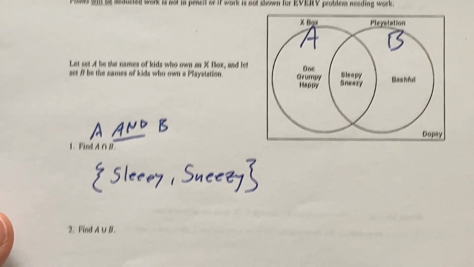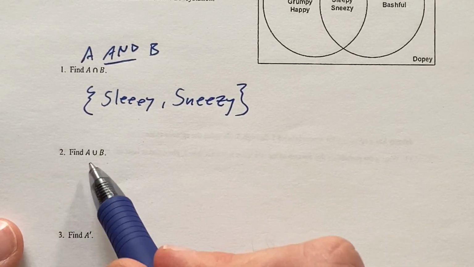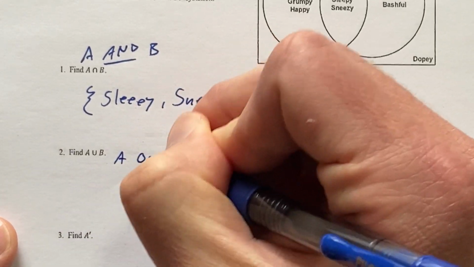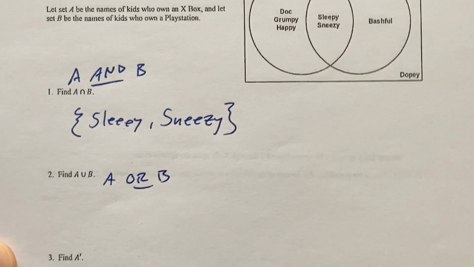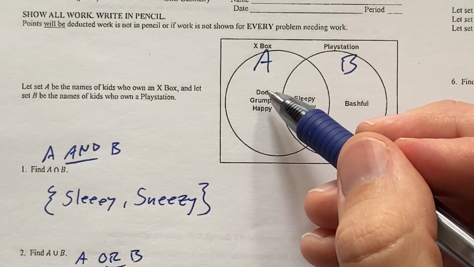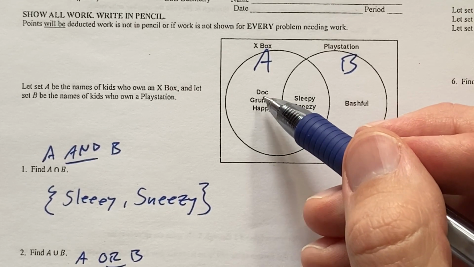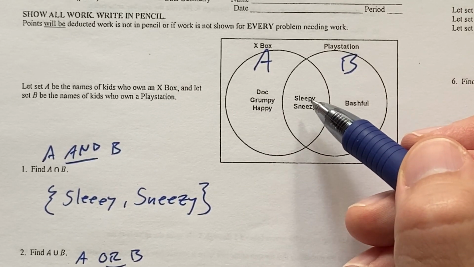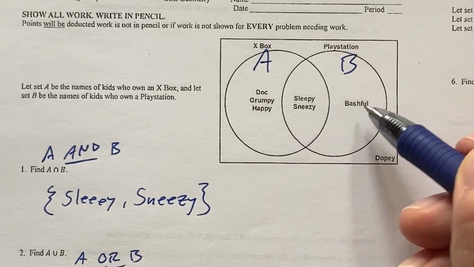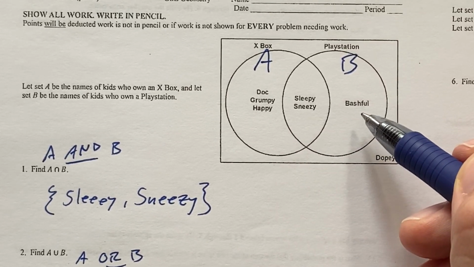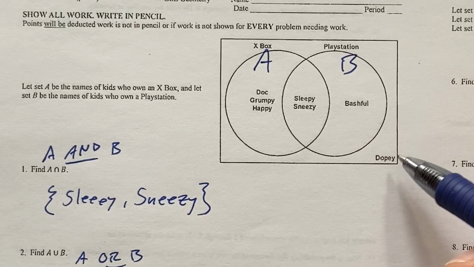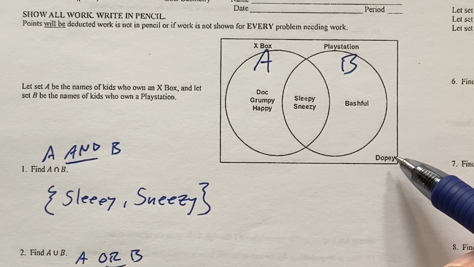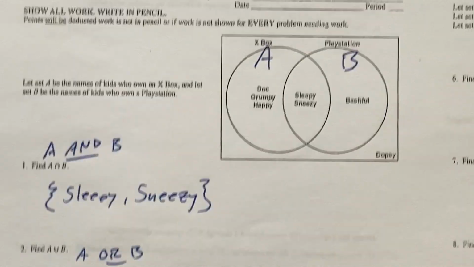Okay. Number two, find A union B. This would be A or B. So, does Doc own an Xbox or a PlayStation? Yeah, he's got an Xbox. Does Sleepy own an Xbox or a PlayStation? Yeah, Sleepy's got both of them. Does Bashful own an Xbox or a PlayStation? Yeah, got a PlayStation. Does Dopey own an Xbox or a PlayStation? No. So we're going to write all the names except for Dopey right here.